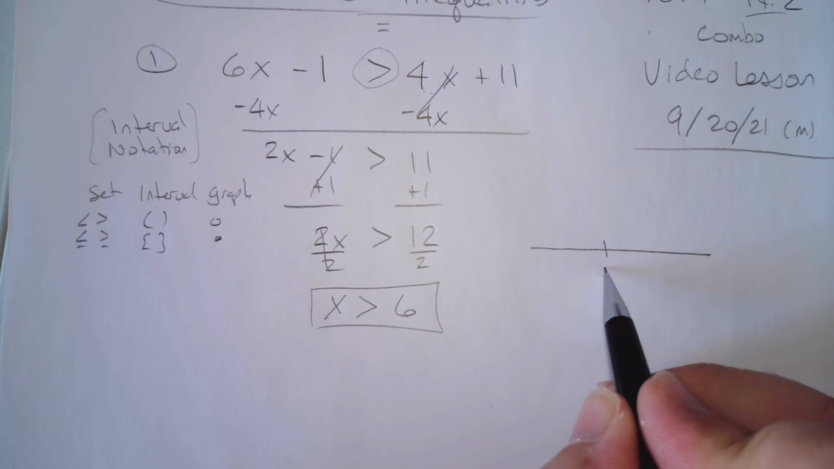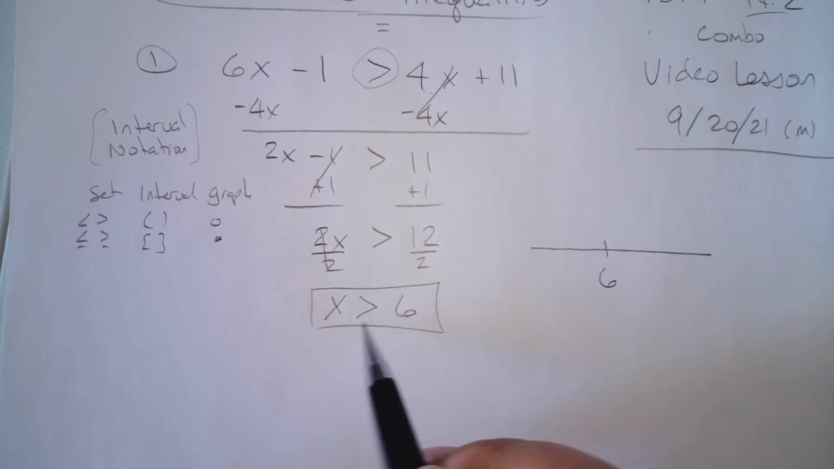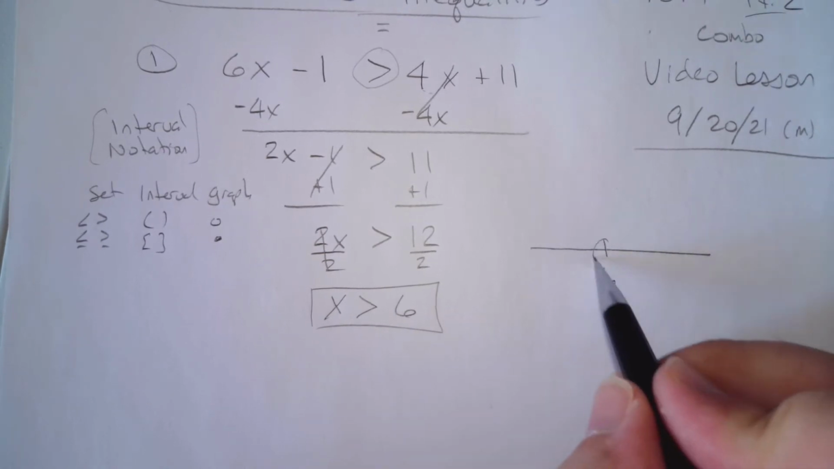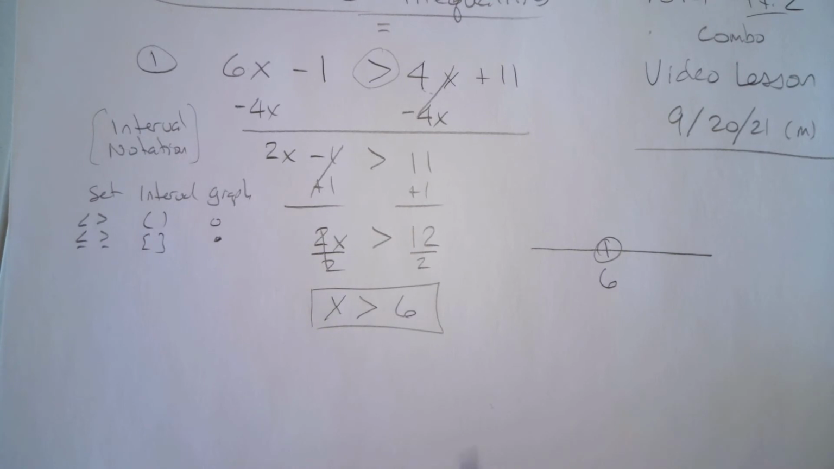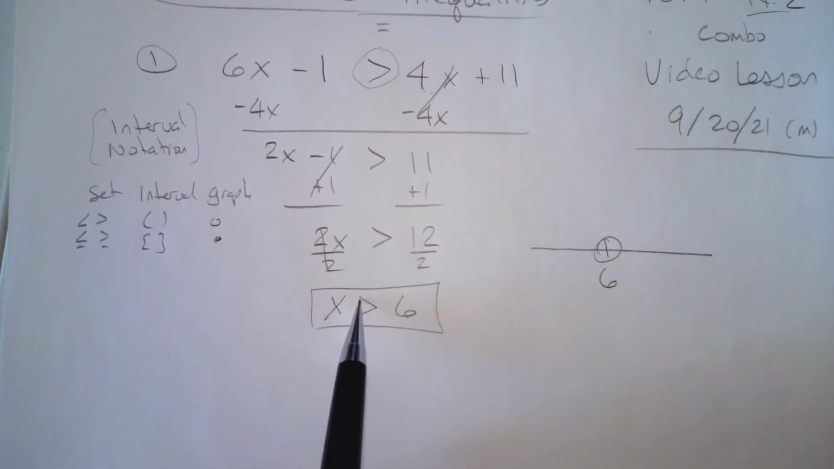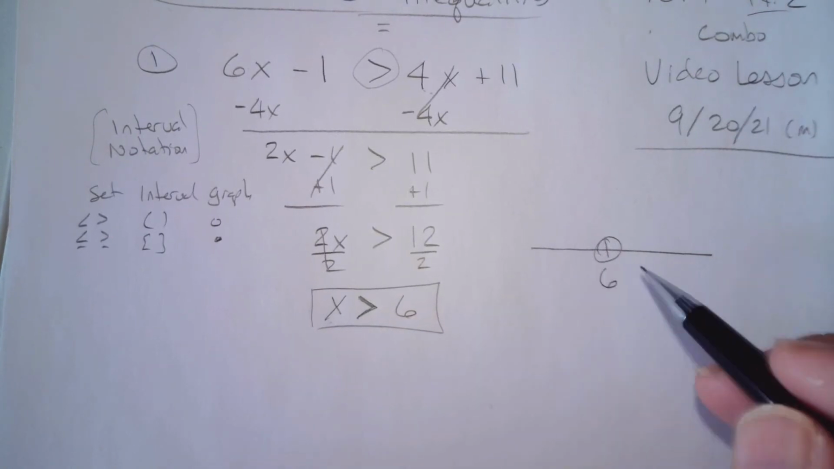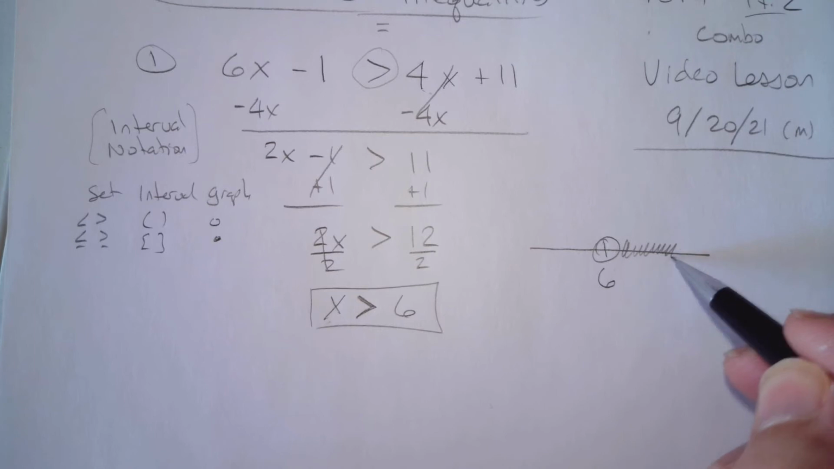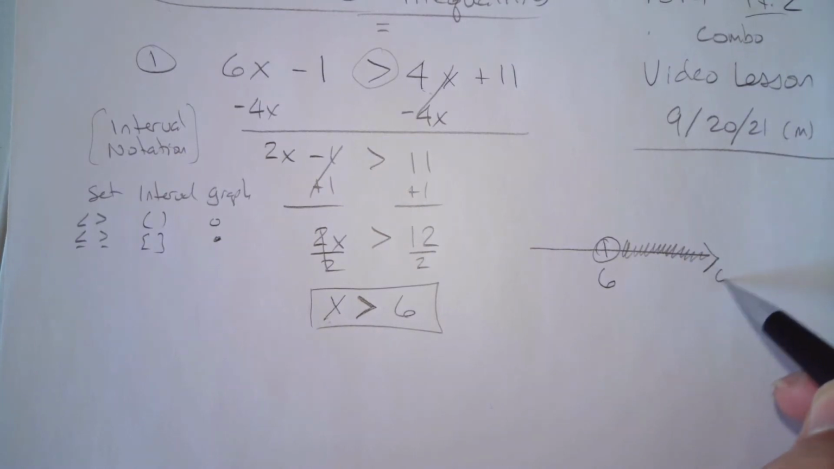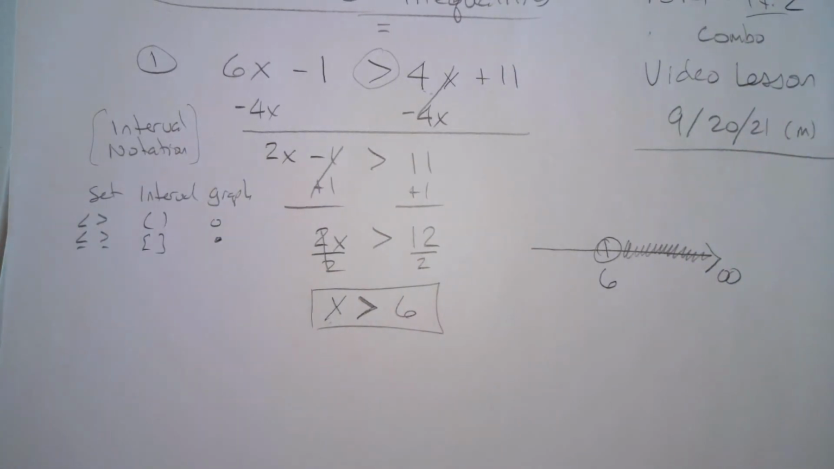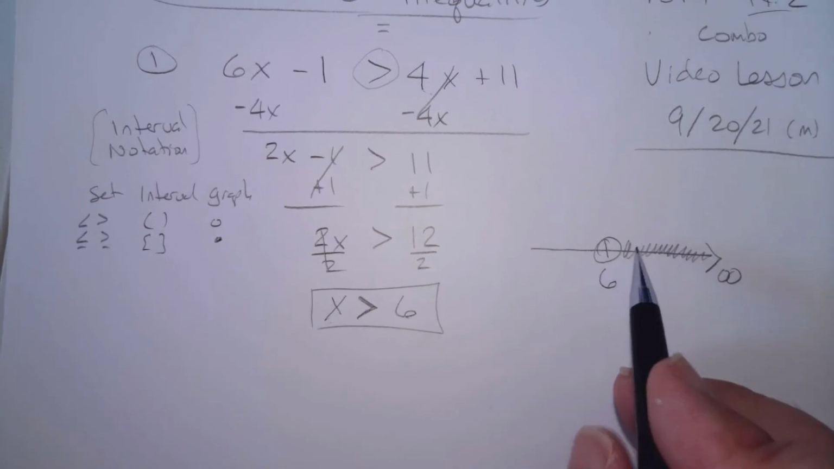So we have a 6. Because there's no line underneath it, it's an open circle. Whenever you have x on the left-hand side, wherever that arrow is pointing, that's the direction you shade. And it goes from 6 to infinity. So that's graphing. This is set.